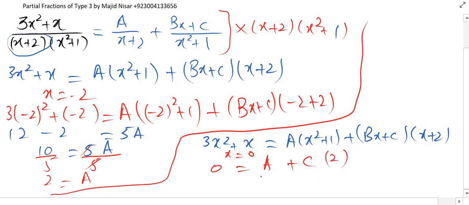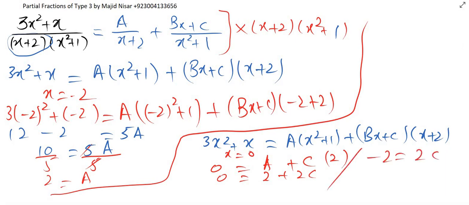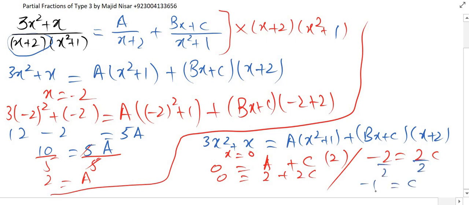Now we have the value of A. What is the value of A? The value of A is 2. We can put 2 here, that is equal to 2c, that is 0. 2 will move to the left side, so it will be minus 2 is equal to 2c. Now we can divide both sides by 2, so c is minus 1. Now we have derived two values, the value of A and the value of c. A is 2 and c is minus 1.